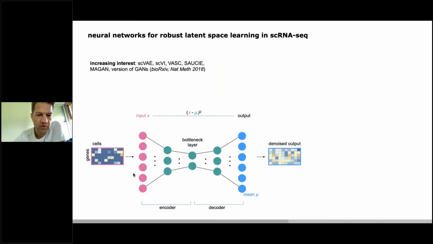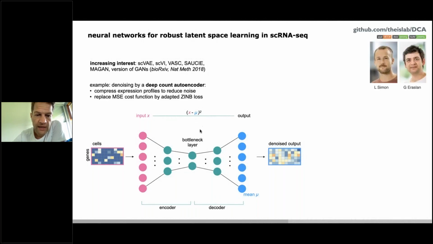So let me just visualize what we've been doing. There have been quite a bunch of methods to do so. What we've been actually thinking about is to adapt the noise function for the bottleneck layer to this particular problem. In our case, we do know that we count transcripts, so an MSE loss might not be the best. Instead, we developed what we call deep count autoencoder.